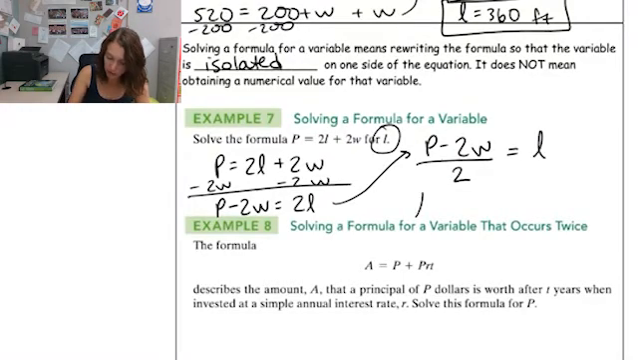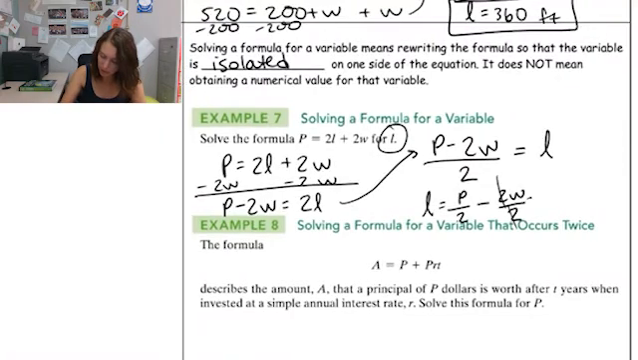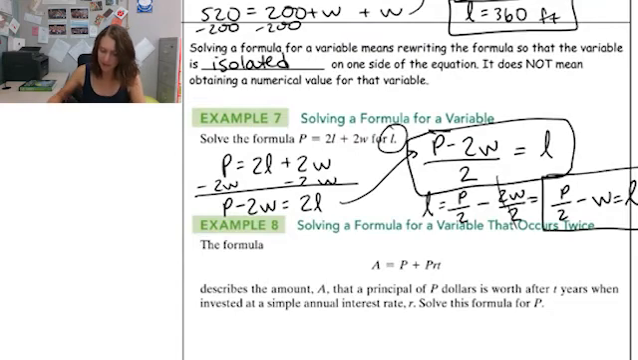You can also write this if you took each individual piece and divided by 2, as P over 2 minus 2W over 2. And then these 2's actually cancel out. So I've got P over 2 minus W equals L. And I'm fine with either one of these answers. I don't think one is simpler than the other, so whatever you prefer to go with is just fine.